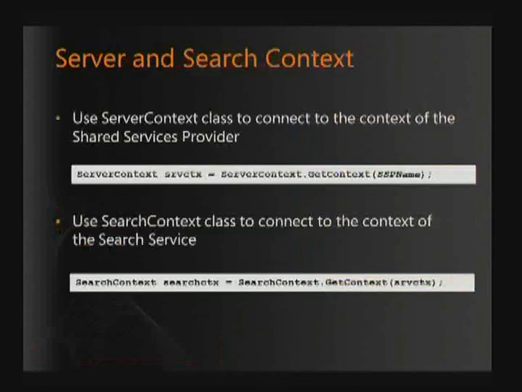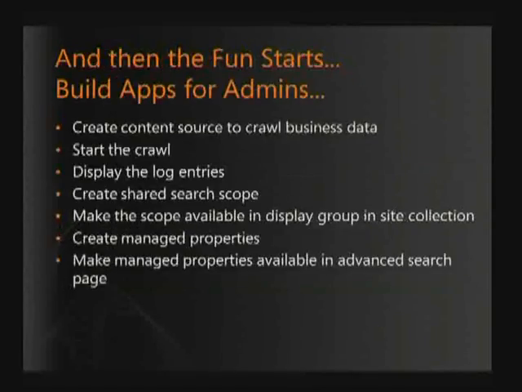Okay, so this is the code that you need to write to get the context of the shared service provider. As you see, it's not really a lot of work. And then you also need to grab the reference to the search context, and that is done by making use of the SearchContext entry class. Once you have the context information, then the fun starts, and you can build exciting types of applications that crawl, that create things, that compile content sources, lots of things, as I will show you.